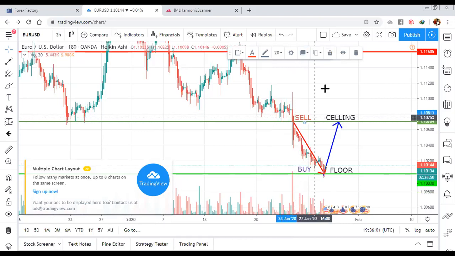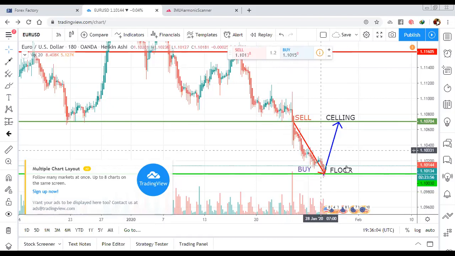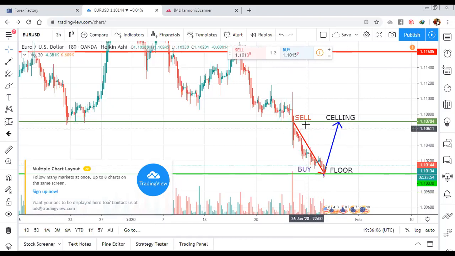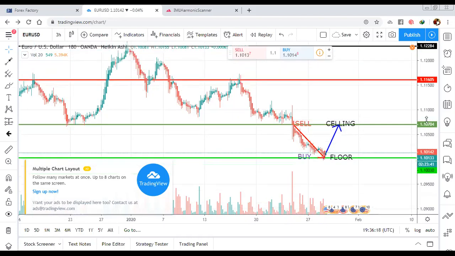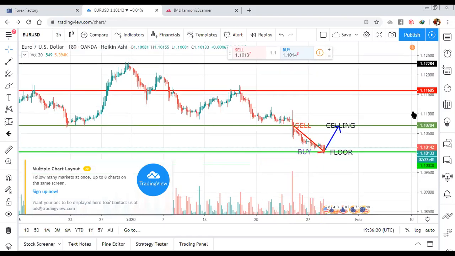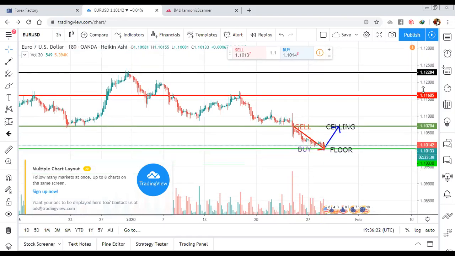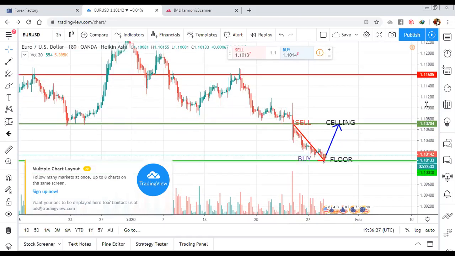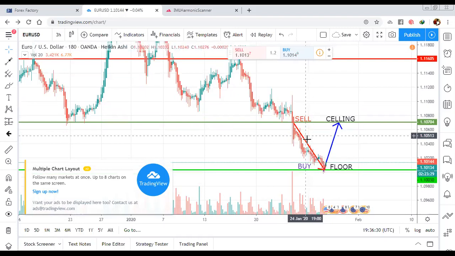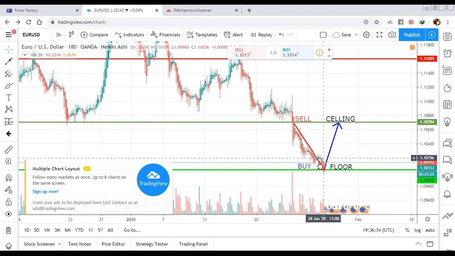Now, anywhere you see a potential ceiling, what do you do? You sell. Selling is saying that the market is coming downwards. And as you can see, all the red candles in this chart represent a sell. They are all sell candles. In a sell scenario, most of the candles you see are red candles.